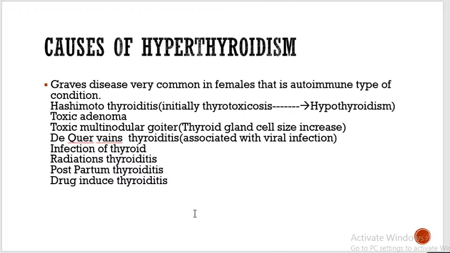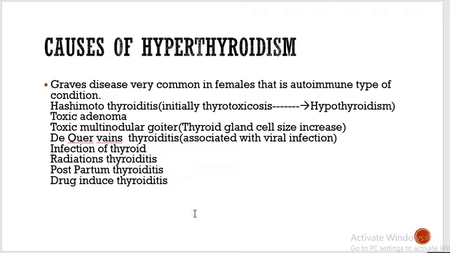Now I will talk about the causes of hyperthyroidism. In my previous lecture I talked about how a patient clinically presents with hyperthyroidism. The most important cause of hyperthyroidism is Graves' disease. Thyroid problems are mostly more common in females as compared to males, so the female ratio is higher than the male ratio. Graves' disease is very common in females, and it is autoimmune.